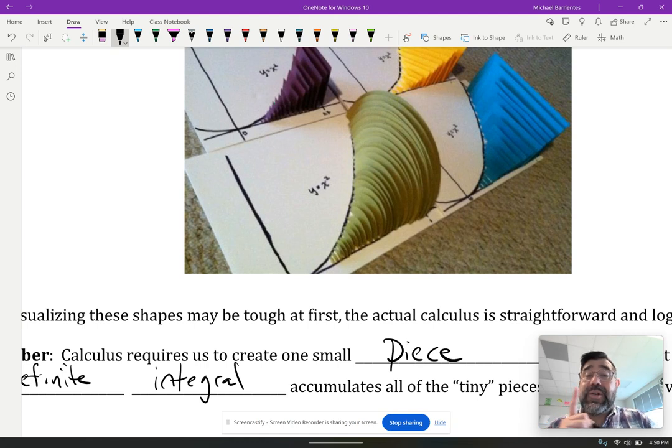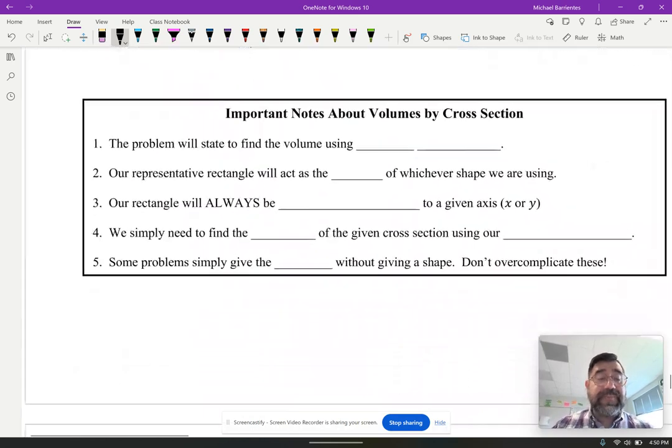So I can find the area of one semicircle if I know what the x value is. But what if I want to find the area of any semicircle? Well, then I need an area function. And if we integrate that area function, we're going to get the volume of that shape.